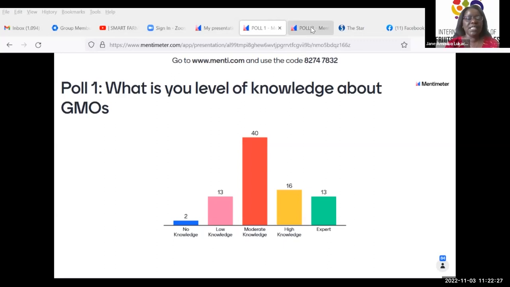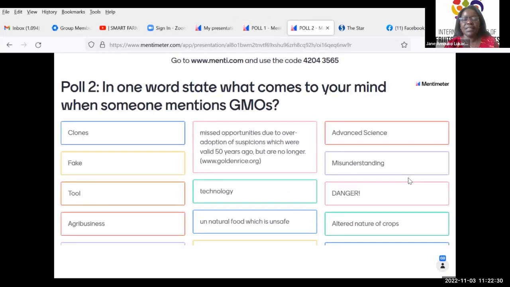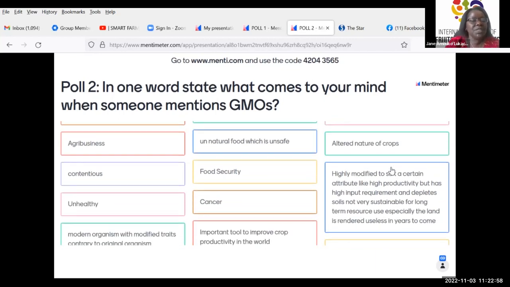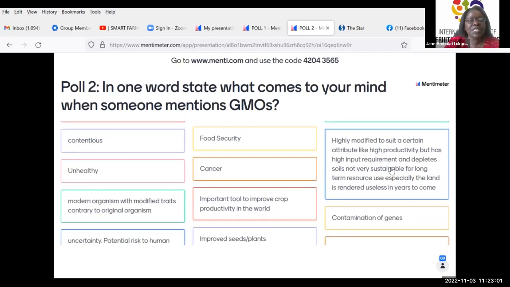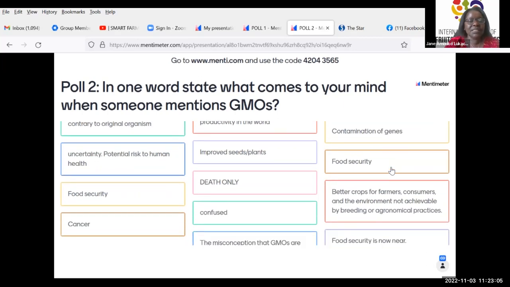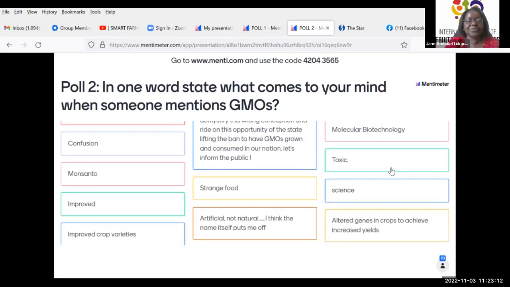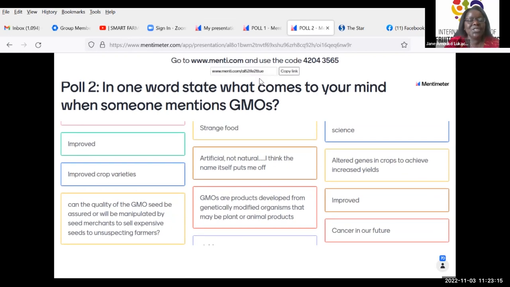Let's see the second poll question, because that is what will help us move into our panel discussion. The question is: what is the one word that comes to your mind when someone talks about GMOs? There are many words. Geoffrey, there are all these words that we have: clones, fake, a tool, agribusiness, contentious. I wanted to see which word has the highest frequency from the poll. Are we able to see that, Geoffrey? Because this is general, strange food.